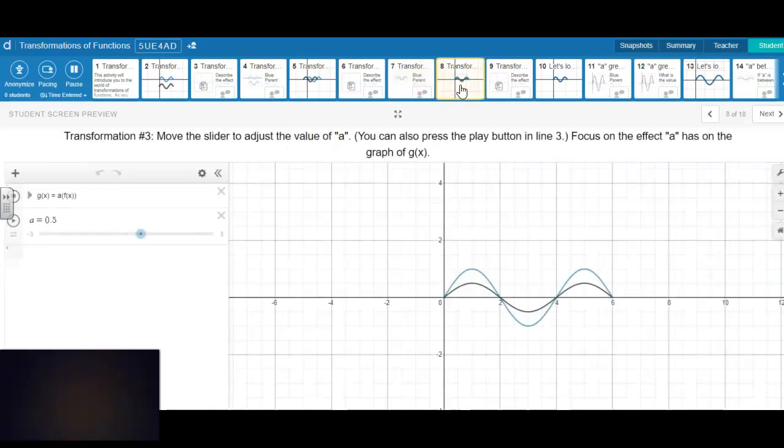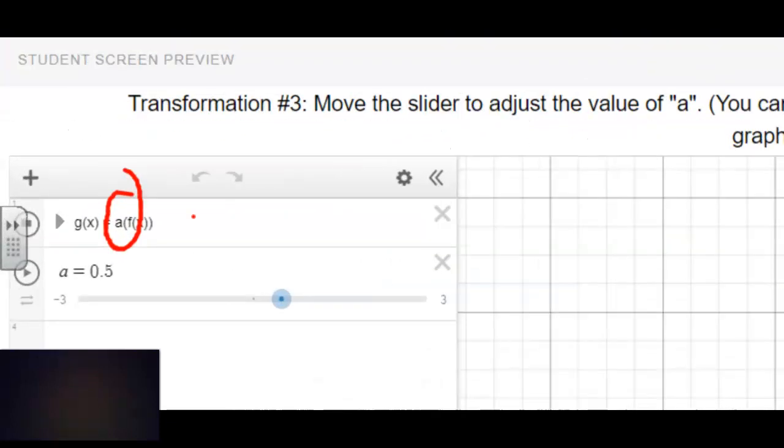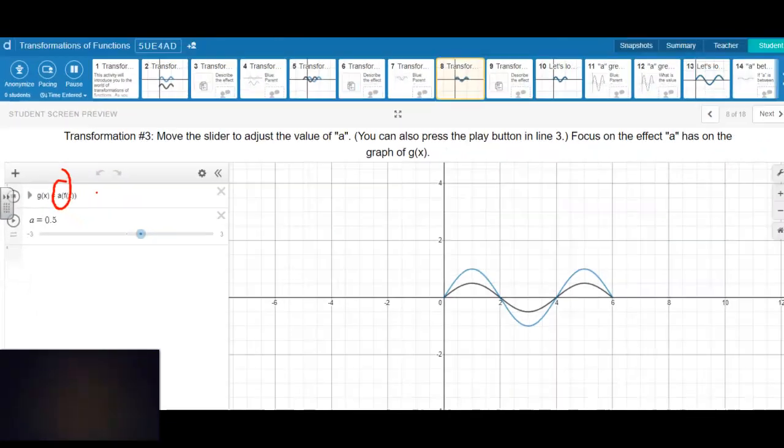So here, we are multiplying by a number on the outside. Pay attention here. In the first, we added a number on the outside, and that was vertical. Then we changed the number inside the parentheses. Now we're multiplying by a number on the outside. That's called a factor. It's a vertical factor.